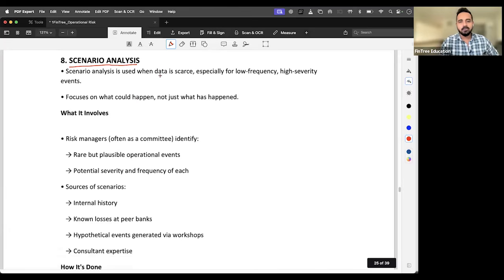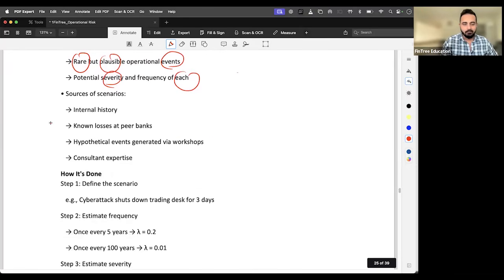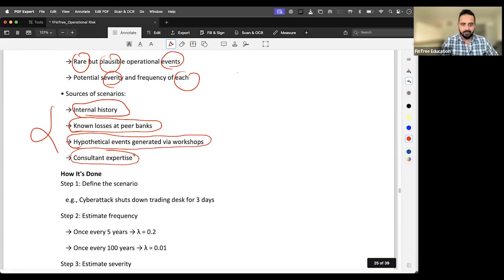Scenario analysis is used when data is scarce, especially if you're looking at a low frequency or high severity data set. Focus is on what could happen, not necessarily what has happened. The risk manager will try to identify rare but plausible events and then the severity of each event. Where will the scenarios come from? Historical events, known losses at peer banks, hypothetical events generated via workshops, brainstorming sessions, and consultant expertise.